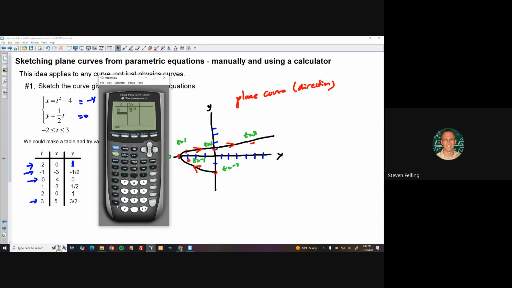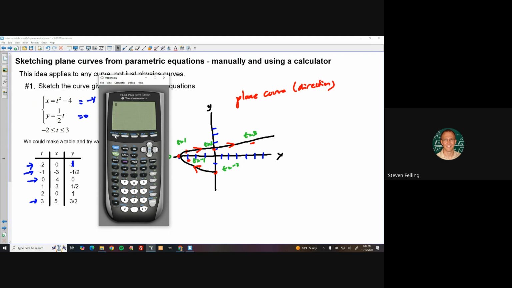So if you take a calculator and you go to the mode button, the 4th line down here has, by default, FUNC. That means the calculator is in function mode. But the second mode over here, PAR, stands for parametric mode. So if you click that and hit enter, that changes the way graphing works.